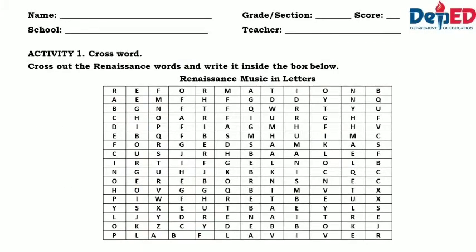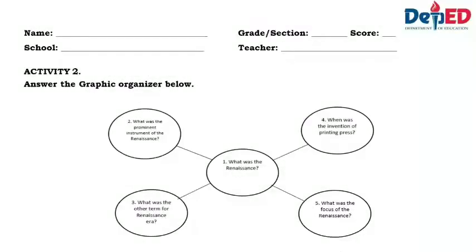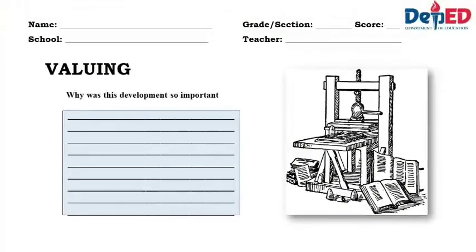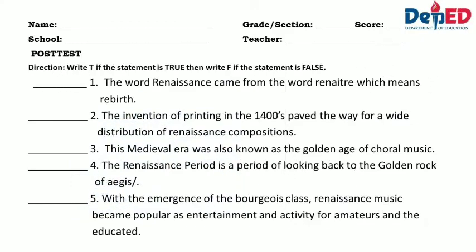And that's the end of our lesson today. I hope you learned a lot from today's discussion. In the meantime, I want you to get your pen and paper and answer Activity 1. Crossword. Cross out the Renaissance words and write them inside the box below. For Activity number 2, I want you to answer this graphic organizer. Also, don't forget to answer the wrap-up, the valuing, and most importantly, the post-test for today's lesson.